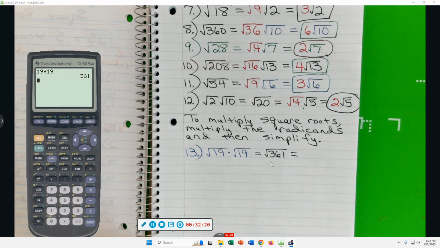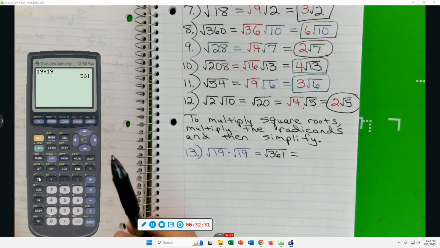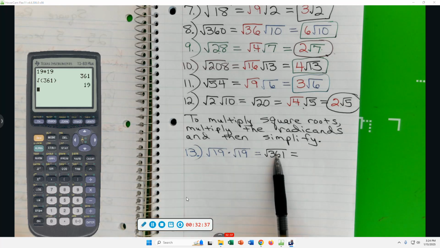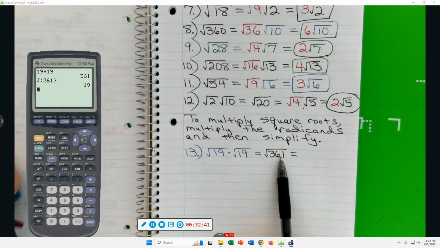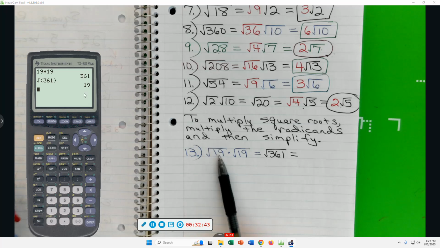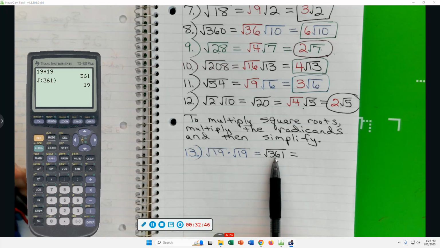Is 361 a perfect square? Yes, it is. Oh, because 19 times 19. So take the square root of 361. The square root of 361 is 19. That symbol is asking you, what times itself will give you 361? I think we already know.